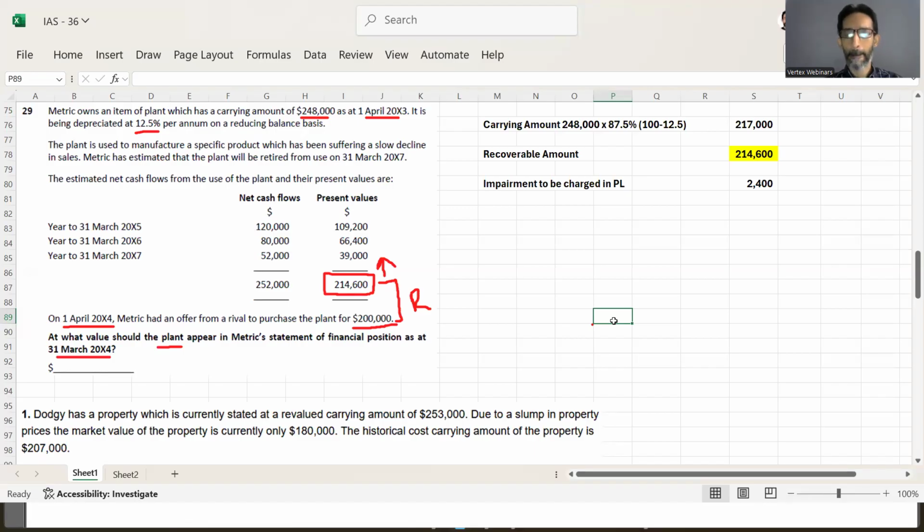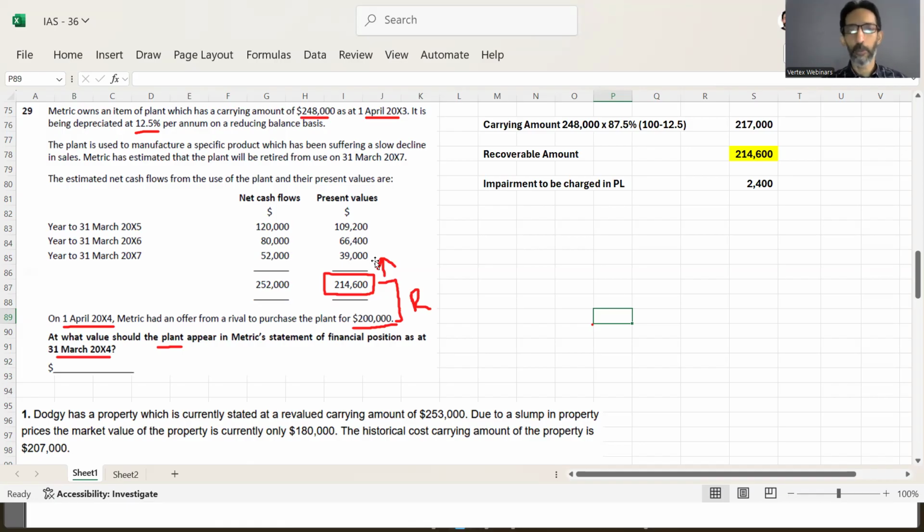The cash flow is given for the year to 31st March 20X7. I understand your question. I would like to tell you the value in use is the present value of the future cash flows. So the future cash flows expected from this asset are these. When we multiply them by the discount factor, we have the present value. So when we sum up all the present values, this is the present value of the future cash flows. That is the value in use.